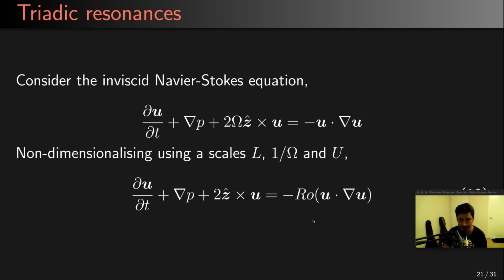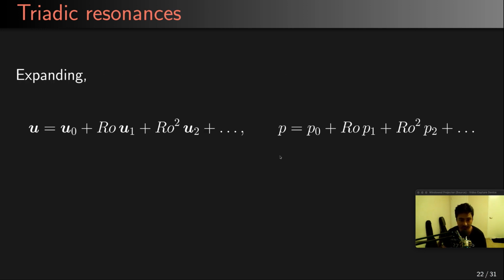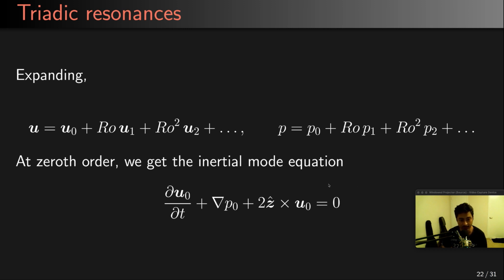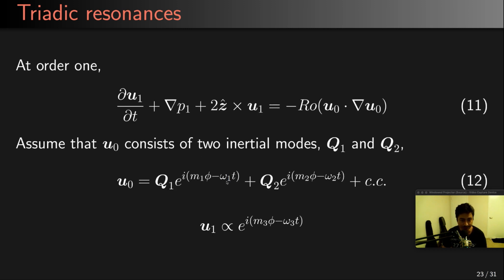Now the Rossby number, if the rotational effect is strong, will be small, so we can treat this as a small parameter and start expanding our solutions in Rossby numbers. And once you do that, at 0th order, you obtain the inertial mode equation. At first order, you obtain an equation that looks like that with the nonlinear term from the 0th order solution. Now, the velocity of the 0th order consists of inertial modes.